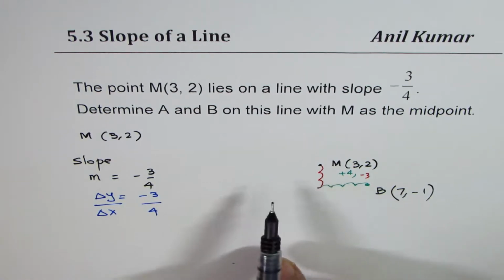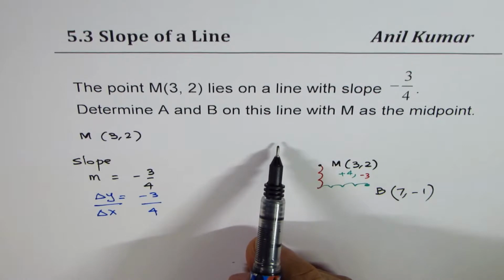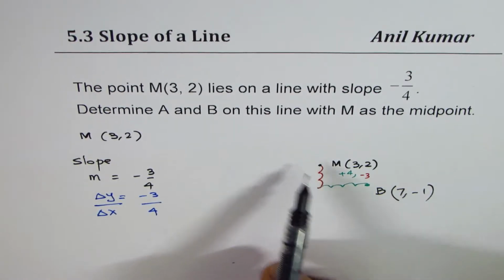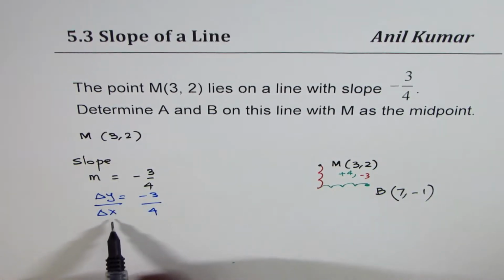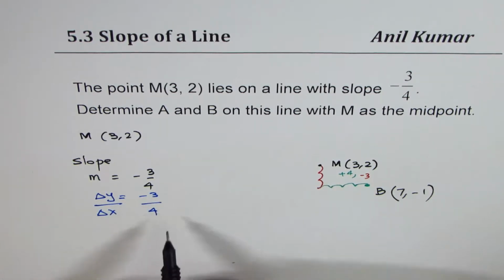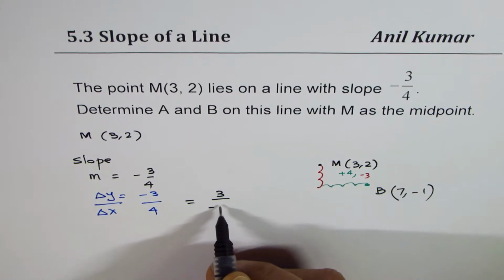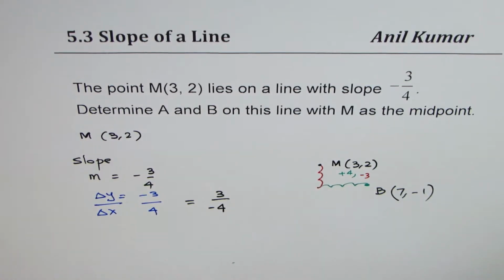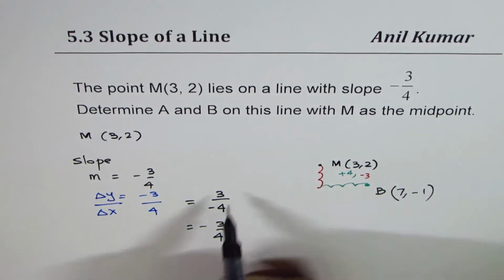So I got one point. How do I get the other point so that M is midpoint? I should get it on this side. Then only M will be midpoint. So now let's look into the slope once again. Delta y over delta x, we said change in y over change in x is minus 3 over 4. Can it be 3 over minus 4? Yes, why not? That will also give you minus 3 over 4, correct?